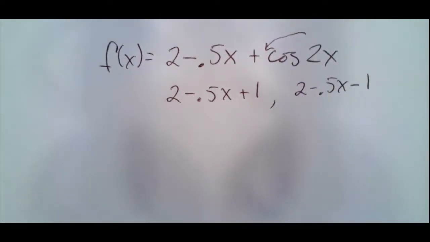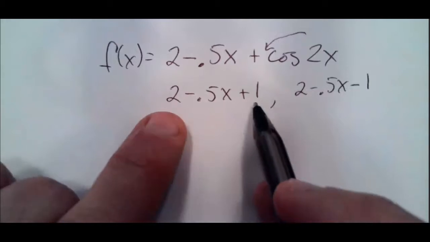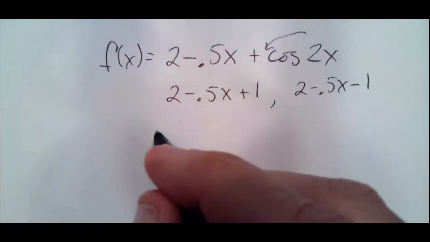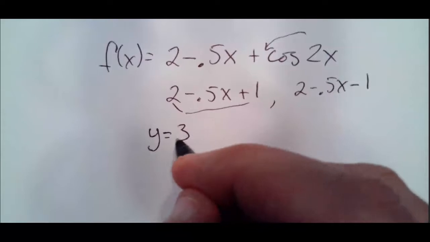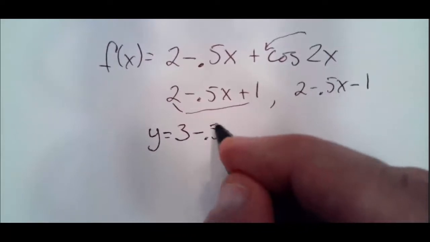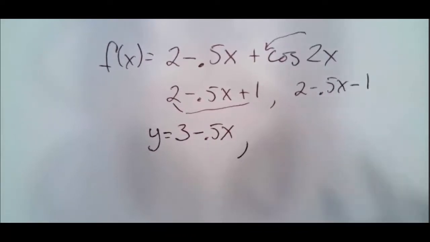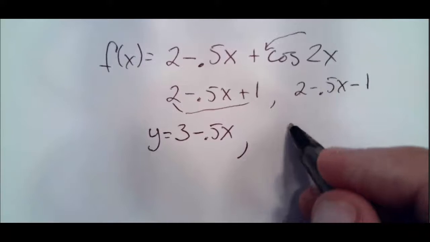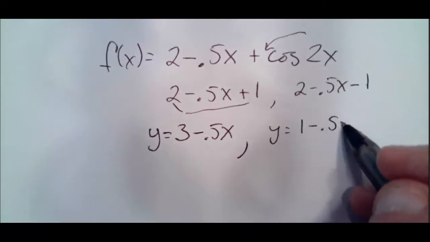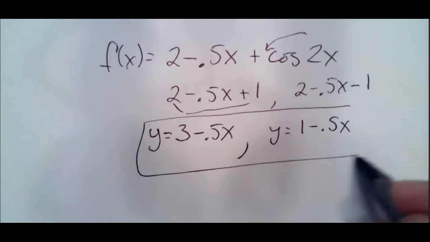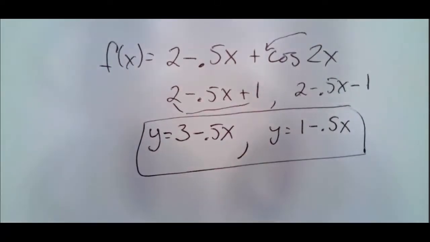Oh, look, we can simplify this. See, we have a 2 plus 1, so y equals 2 plus 1, 3 minus 0.5x. 2 minus 1, y equals 1 minus 0.5x. And those would be your two equations that create the upper and lower bound of your cosine wave.